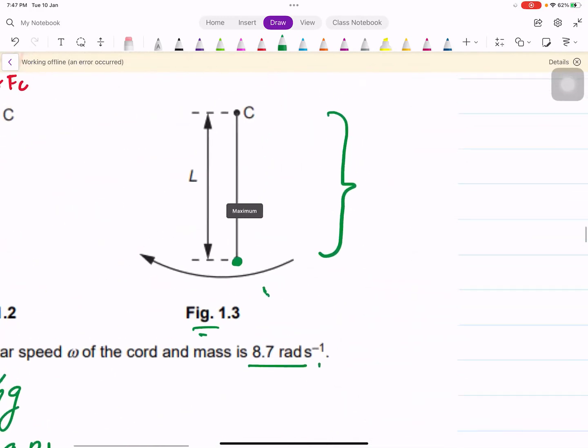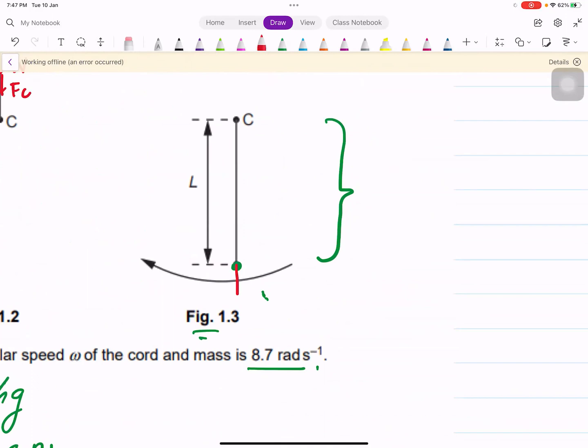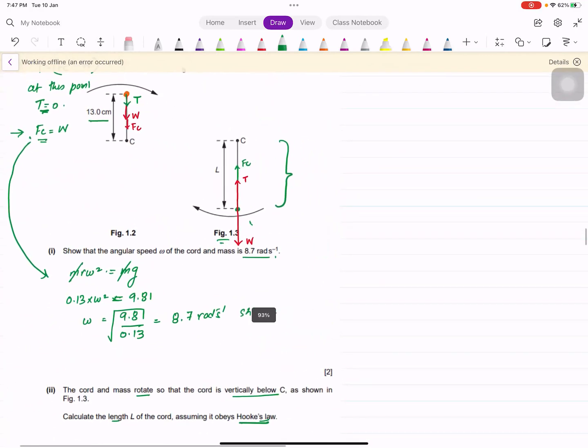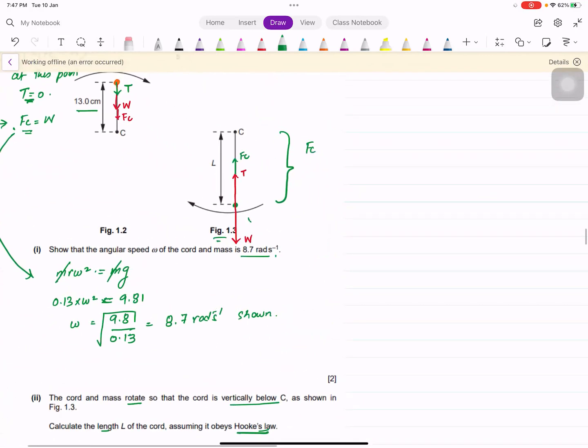First of all, I'll make the forces. So the weight is down, as you can see. The tension will be up because it's in this position. And obviously the centripetal force has to be towards the center as well. That would mean that centripetal force will be equal to tension minus W.